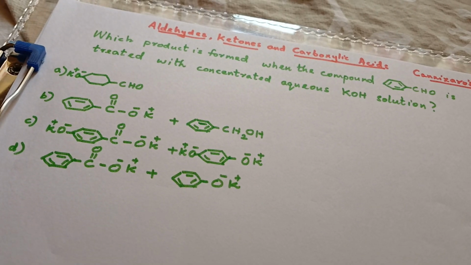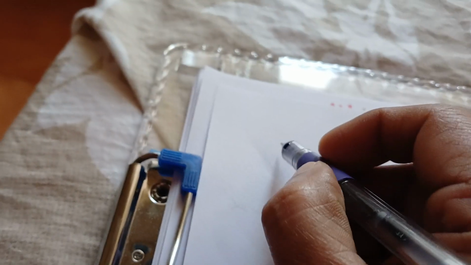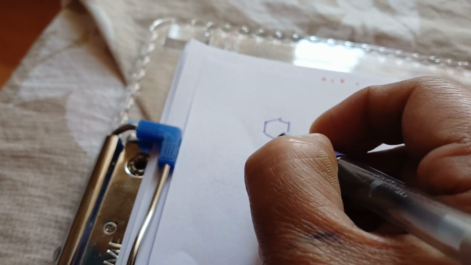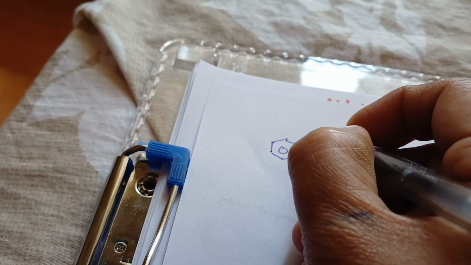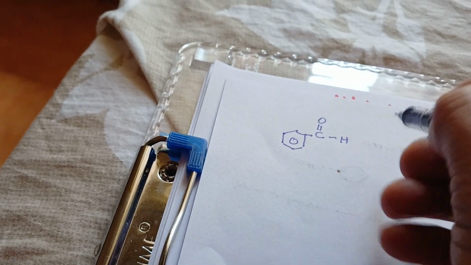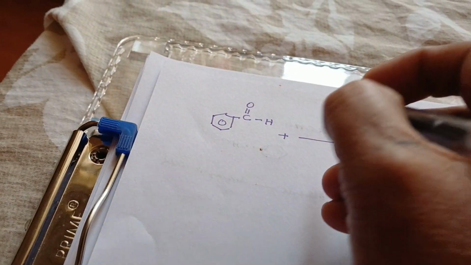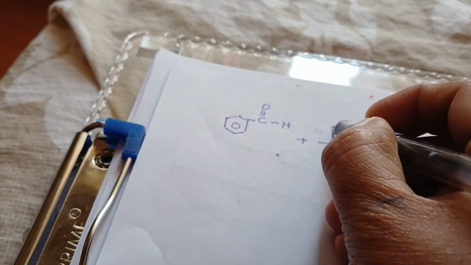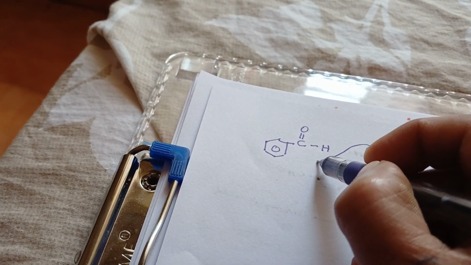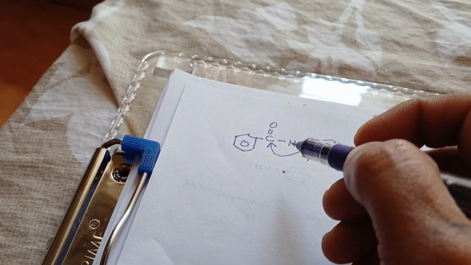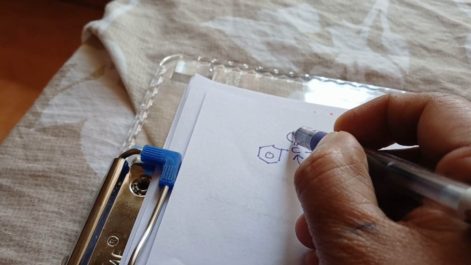So let us just look at the mechanism. Say we have a benzaldehyde molecule like this, C double bond O, H. Now this is in a strongly basic medium, as given in the question: concentrated aqueous KOH. So OH minus is there. This OH minus will come and attack the carbon here. As a result, this bond will break and the electrons will move up there.